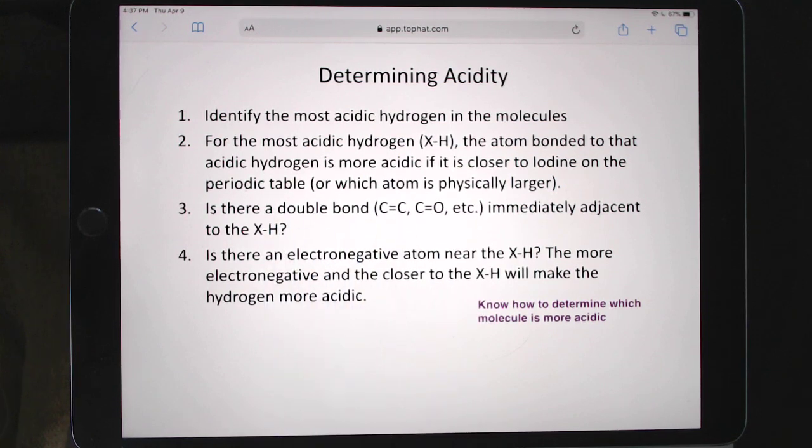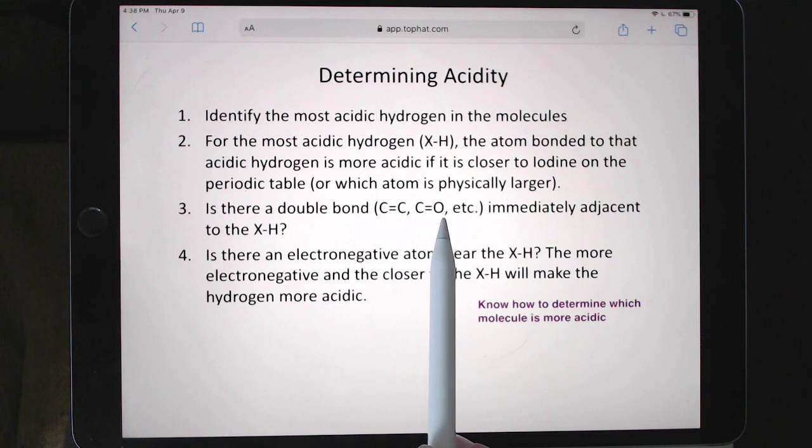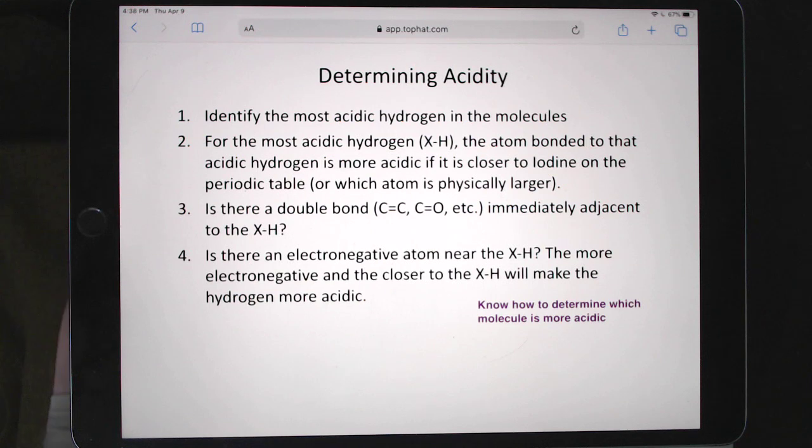Okay, if this is a tie, then you come down and say, is there a pi bond? Is there a double bond immediately adjacent to it? It can be a carbon-carbon double bond, a carbon-oxygen double bond, a sulfur-oxygen bond, whatever. Is there some sort of pi bond immediately adjacent to it? If there is, then it's going to be the more acidic of the 2. If they both have pi bonds, then you come down and you look at electronegative atoms. This is where the fluorine comes into play. The closer something is to fluorine, the more electronegative it is.